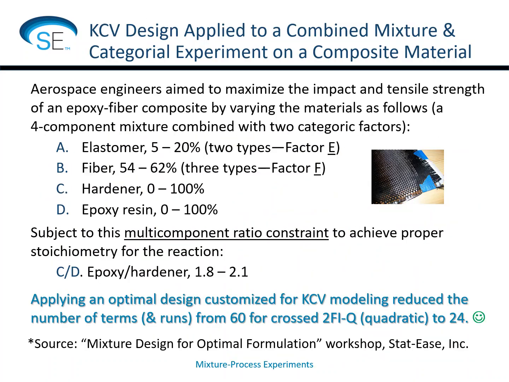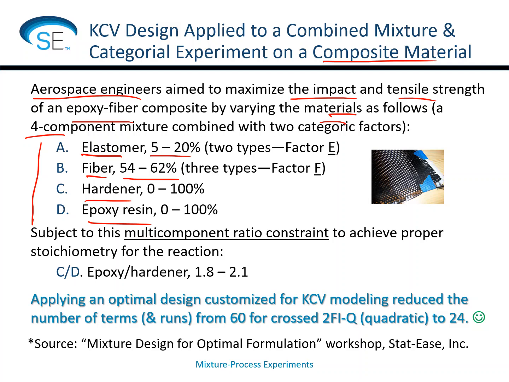So let's look at an example. This one is an example of combining mixture and categorical experiments on a composite material. And these aerospace engineers were trying to maximize impact and tensile strength of this epoxy fiber composite by varying the materials as follows. It's a 4-component mixture, A, B, C, and D. Components are elastomer, 5 to 20, fiber, 56 to 62. Hardener is left unconstrained from 0 to 100, and epoxy is unconstrained from 0 to 100.